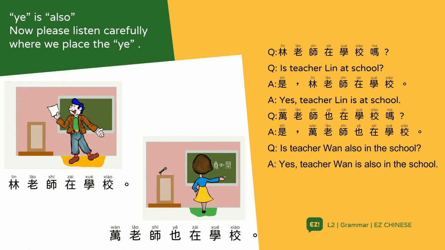林老师在学校。万老师也在学校。林老师在学校吗? Is teacher Lin at school? 是,林老师在学校。 Yes, teacher Lin is at school. 万老师也在学校吗? Is teacher Wan also in the school? 是,万老师也在学校。 Yes, teacher Wan is also in the school.